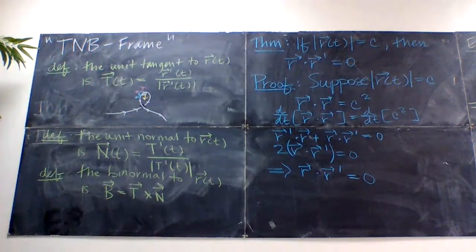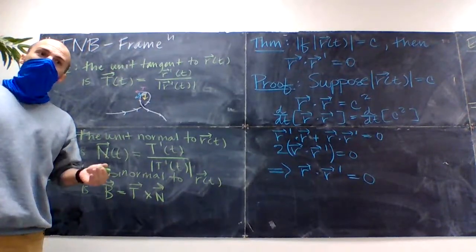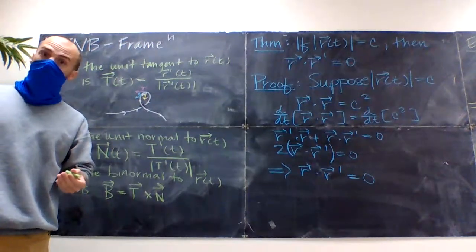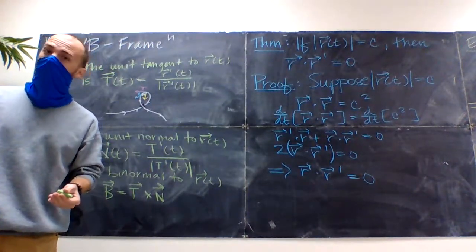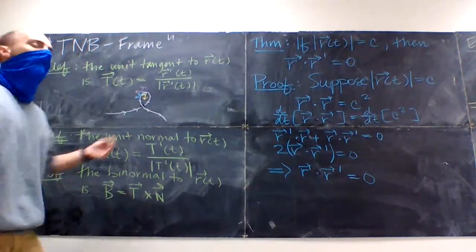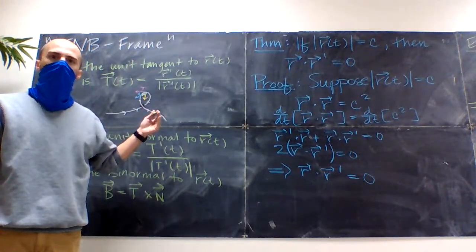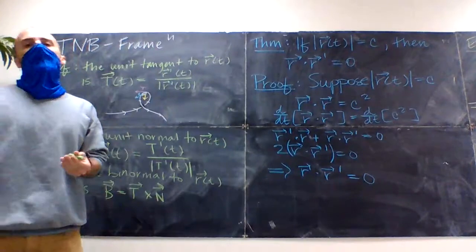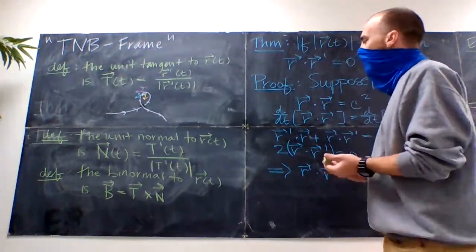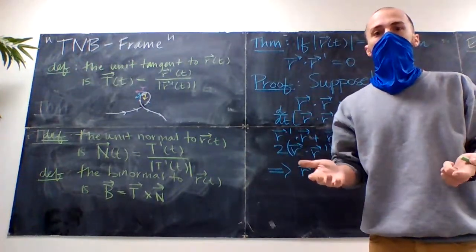What I have to say about the TNB frame is that it does create a new basis for R3. It creates an orthonormal basis for R3, made up of vectors that are relevant to the motion of an object or a curve. It's basically a new basis that's relevant to the situation you're interested in. Okay, and now I think I'll wrap up by going over and actually computing the binormal vector.